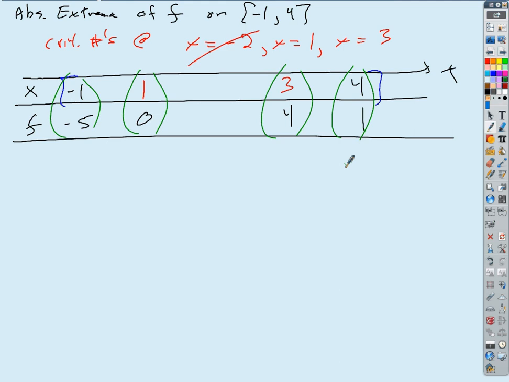What's the absolute maximum of this function? 3, 4. The absolute maximum is 4, and it occurs at the point 3, 4. Okay? What's the absolute minimum?